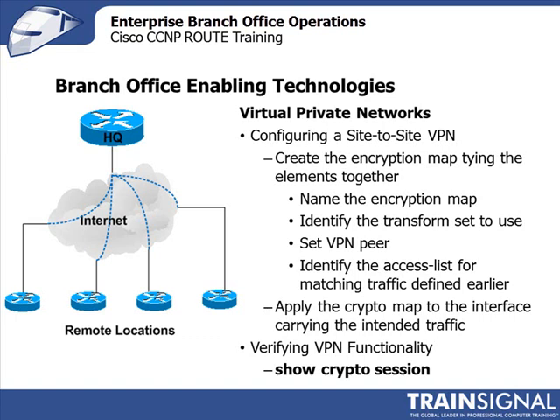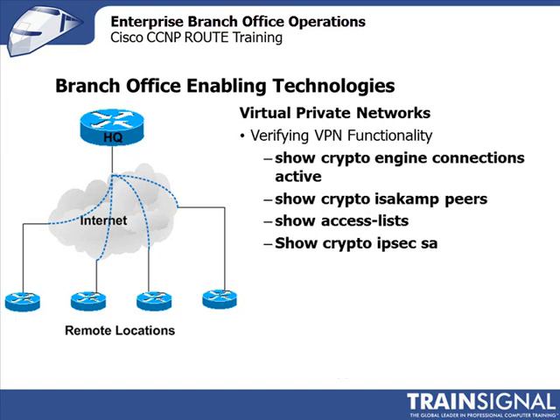You can verify VPN functionality with a couple of commands: show crypto session, show crypto engine connections active, which I've used many times. You can actually do a ping and then see how it's incrementing. Show crypto ISAKMP peers, show access lists, show crypto IPsec SA, and SA stands for Security Associations, which is what's created.